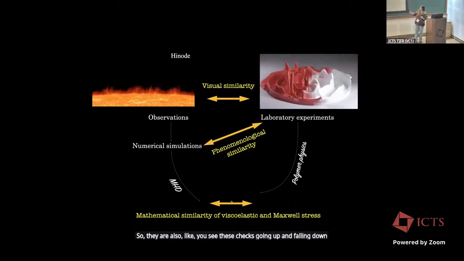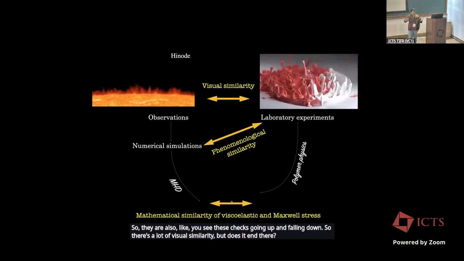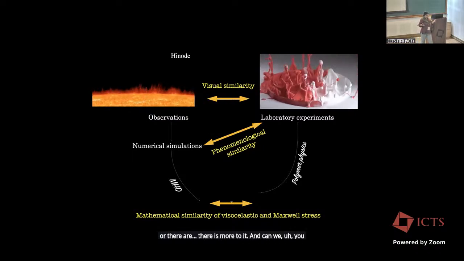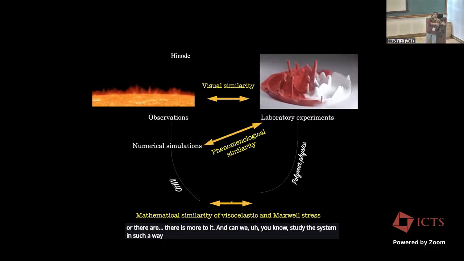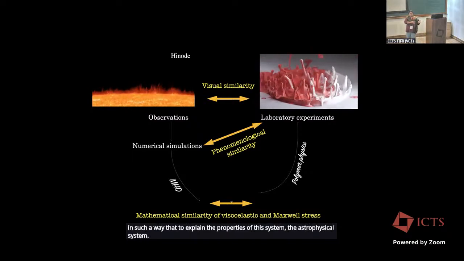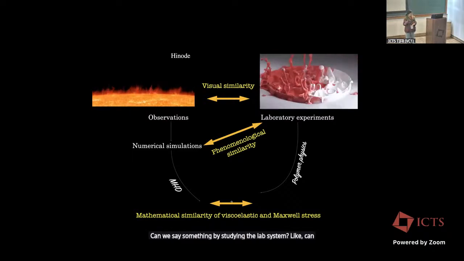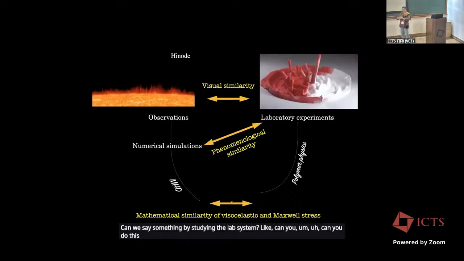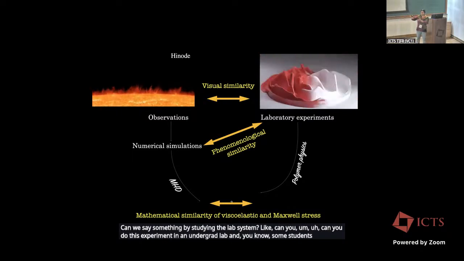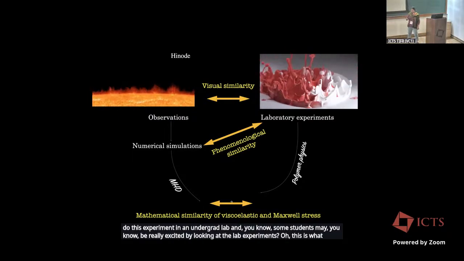So there's a lot of visual similarity, but does it end there? Or is there more to it? And can we study the system in such a way that to explain the properties of this astrophysical system, can we say something by studying the lab system? Like, can you do this experiment in an undergrad lab? And some students may be really excited by looking at the lab experiments. Oh, this is what is actually happening on the sun.